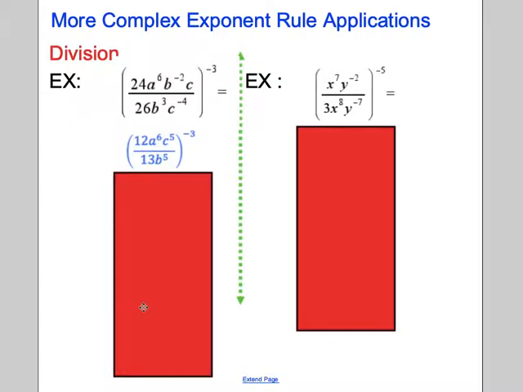I reduced it. So I said 24 over 26 is 12 over 13. I had 6 a's on top, so they came down. My b to the negative second was unhappy on top, so it's going to move to the bottom. So 2 combined with 3 more gives me 5. My c to the negative 4th is unhappy on the bottom, so we move it to the top. Since there's 1 right here, it becomes 4 plus 1, which is 5.